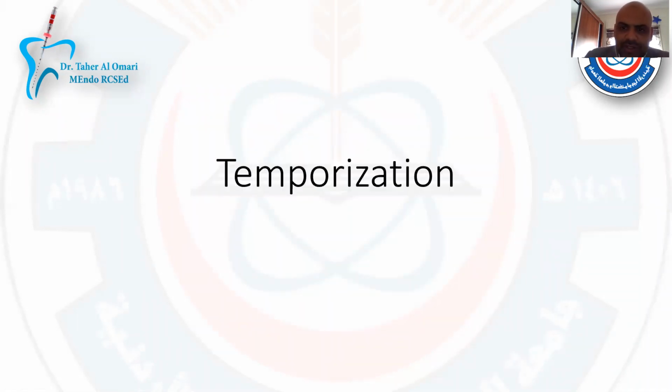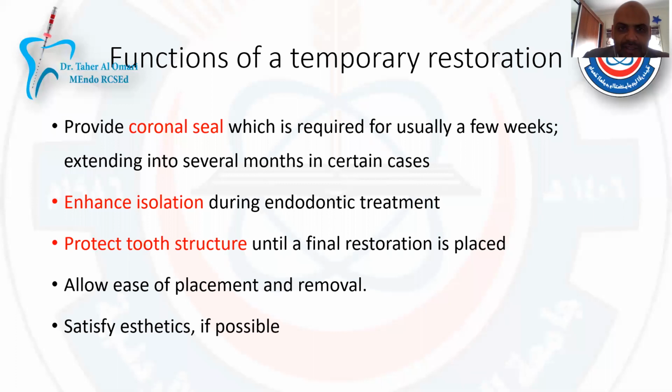Okay. Now we move to temporization. In between visits, we need to temporize the case, and after finishing the operation, we need to keep the area hermetically sealed. So the function of the temporary restoration is to provide a coronal seal. Please remember this term, the coronal seal. It's important because it is one of the factors that affects the success of the treatment. It can provide the coronal seal required for a few weeks, and sometimes it could extend to several months.